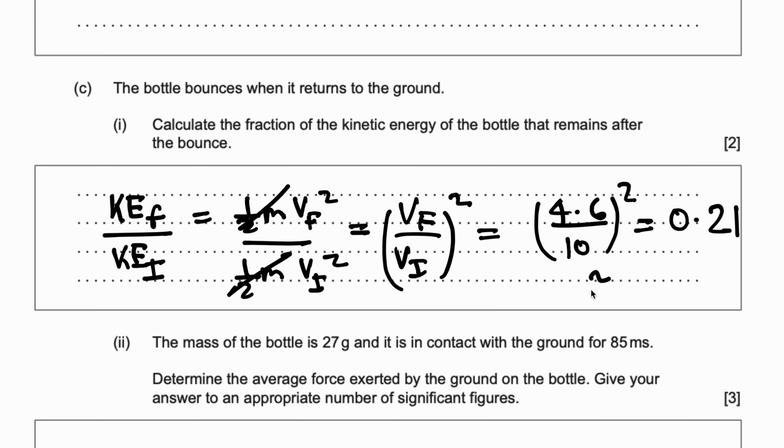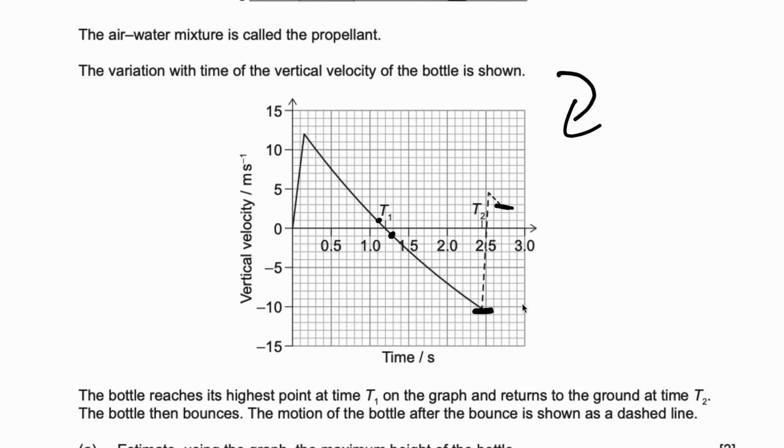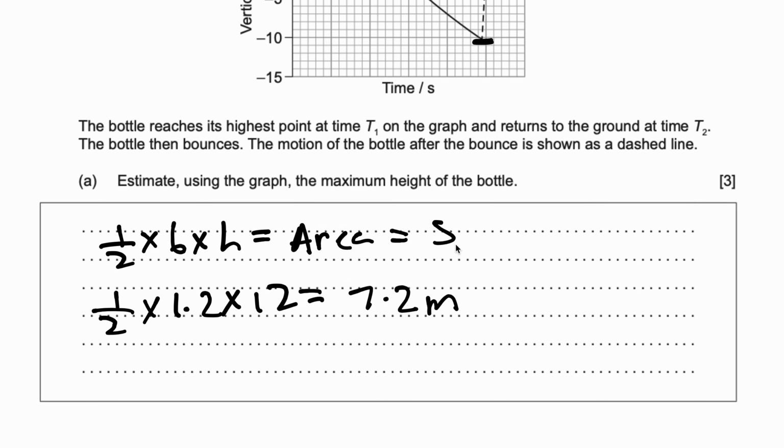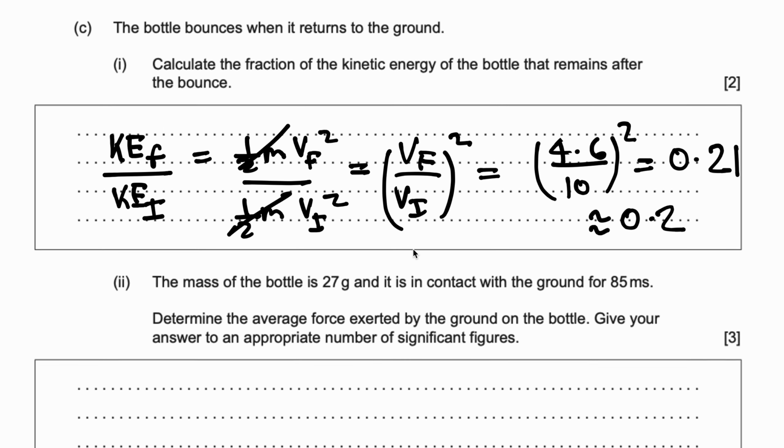And which is approximately 0.2. That's the ratio that I'm getting with the velocities that I used. Right, because this is the velocity right as it hits the ground, and this is the velocity right as it leaves. So yeah, that's what it is.